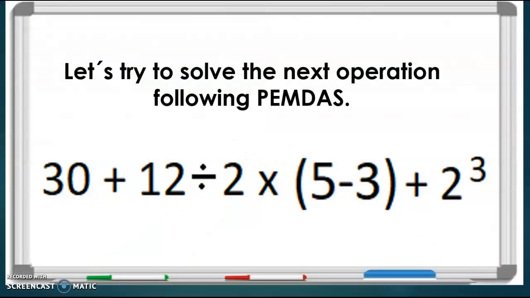Let's try to solve the next operation following PEMDAS. 30 + 12 ÷ 2 × (5 − 3) + 2³.